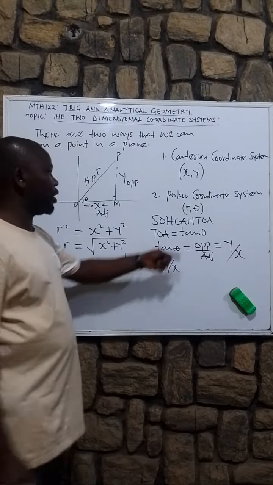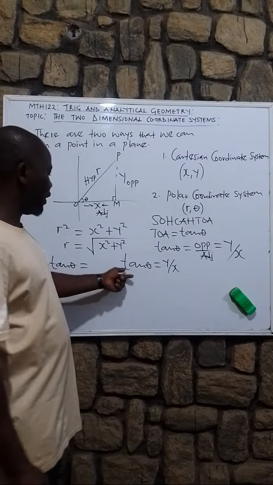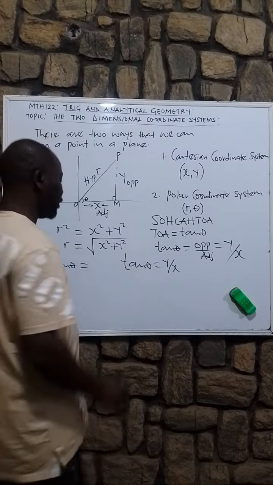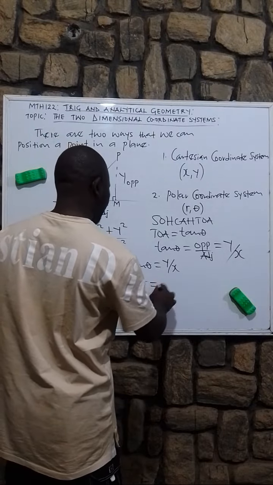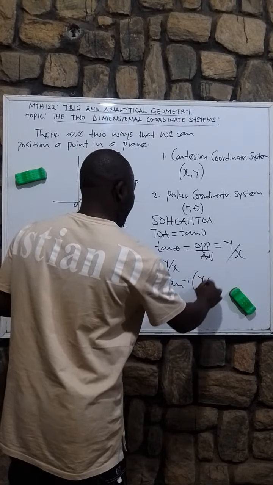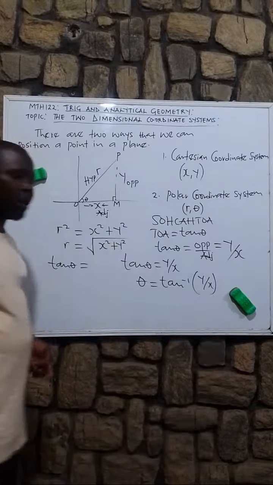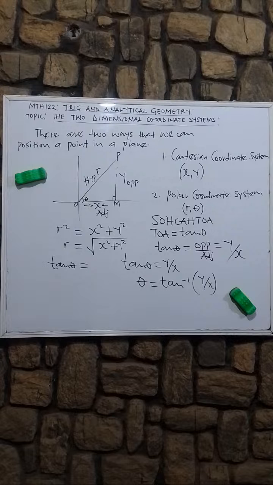So how do we obtain our theta? We obtain theta from here by dividing through by tan. So by the time we divide through tan, we are going to have theta equals tan inverse of Y all over X. Any question before we proceed? Because we'll be using all this to solve problem examples.